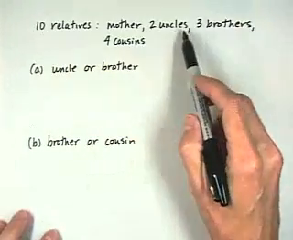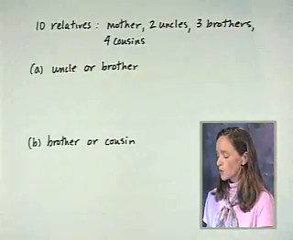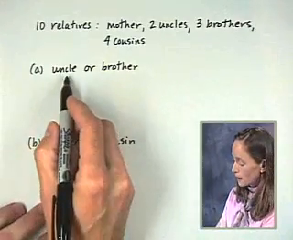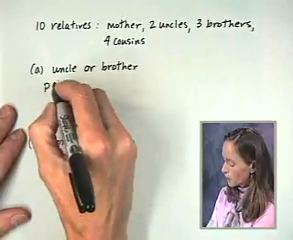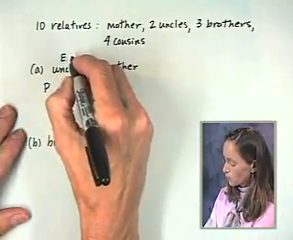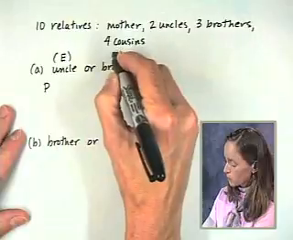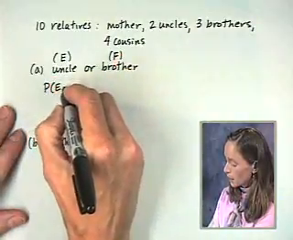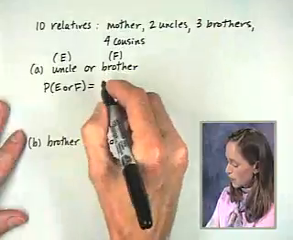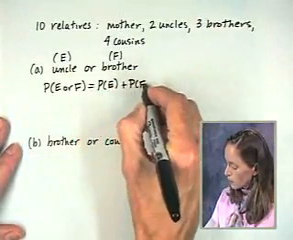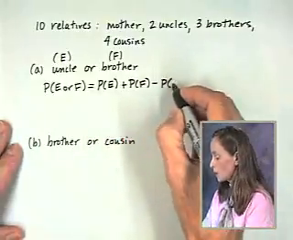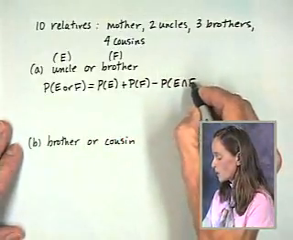Let's see how you did. We have 10 relatives invited, a mother, 2 uncles, 3 brothers, 4 cousins. We want the probability that an uncle or a brother arrives first. Let's calculate that, considering the uncle arriving first to be E, the brother to be F. The probability of E or F is the probability of E, I'll write it once for you, plus the probability of F minus the probability of E intersect F.